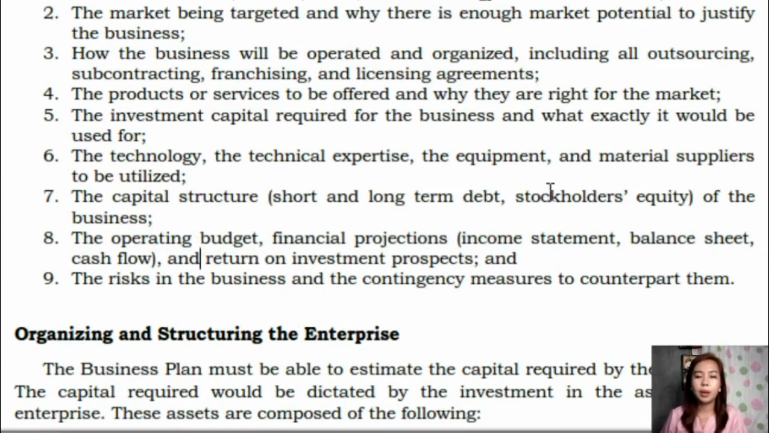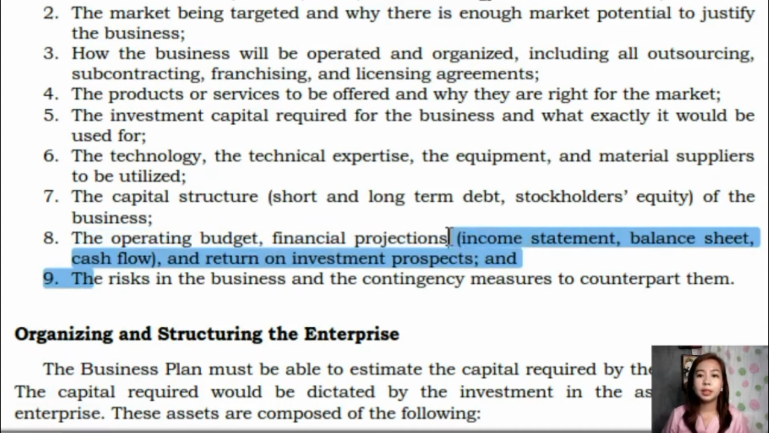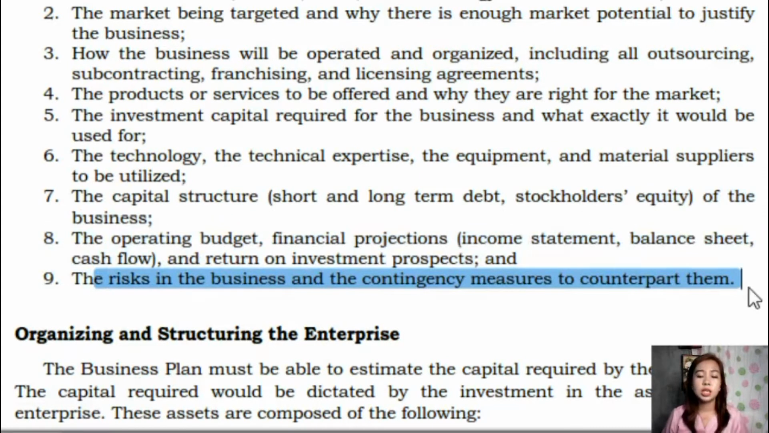And then, ayan, operating budget. Yan, yung mga cash flow, balance sheet. In the following module, I think for the last 2 modules for this quarter, i-discuss naman ito. And also, ayan, the risk in the business and other contingency measures. Pwede rin kayong maglagay. So, if hindi mabenta yung ganitong products, ano yung pwedeng ipalit? Kung seasonal yung ganitong product, ano yung pwedeng ipalit na i-offer?